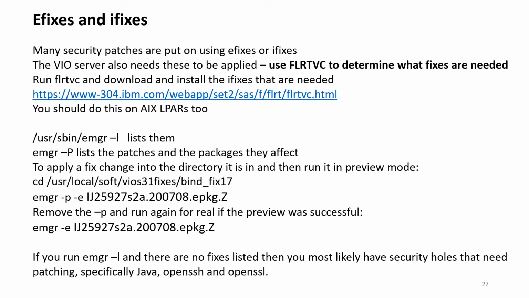Efixes and ifixes are typically identified by running something called FLRTVC, which is the Fix Level Recommendation Tool vulnerability checker. I run this on all my LPARs after I do updates to find out what patches they need. And it will identify patches such as things that fix NPIV bugs or other high performance problems that could actually take you down. It also provides you with the list of where to get those patches and how to install them. So the command that you're going to use for putting efixes and ifixes on is the emgr command.